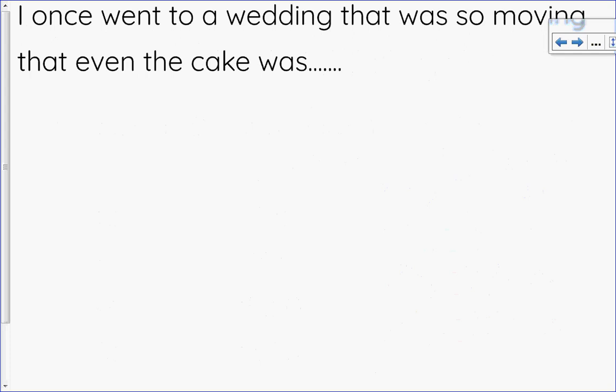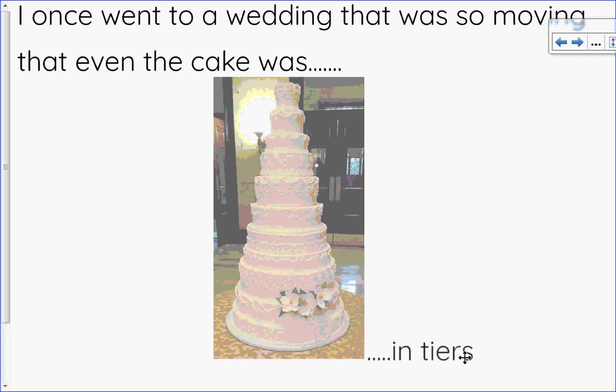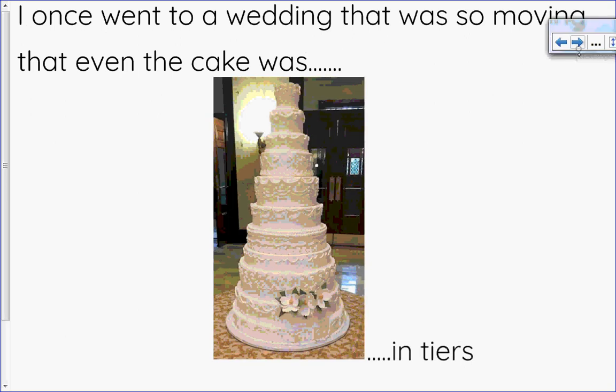So speaking of weddings, I once went to a wedding that was so moving, even the cake was in tears. Get it? Tears for a wedding cake? Good joke.